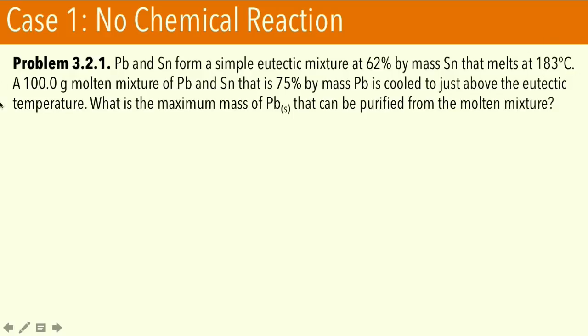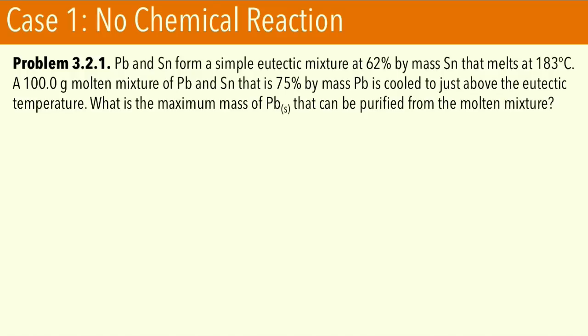What we're given here is that we start with a 100-gram molten mixture of lead and tin that is originally 75% by mass lead, and it's cooled to just above the eutectic temperature. So it's cooled just before the entire mixture freezes. We want to know what maximum mass of lead can be purified from the molten mixture.